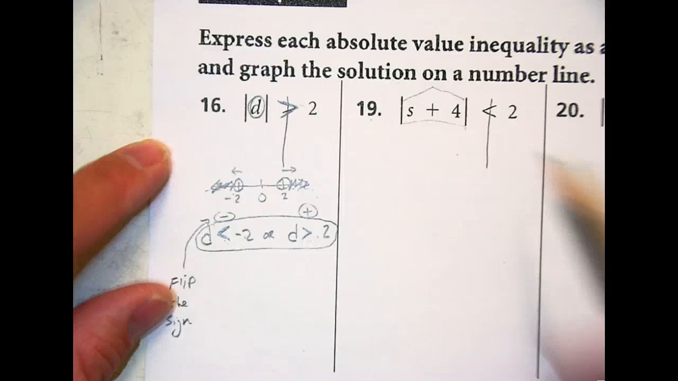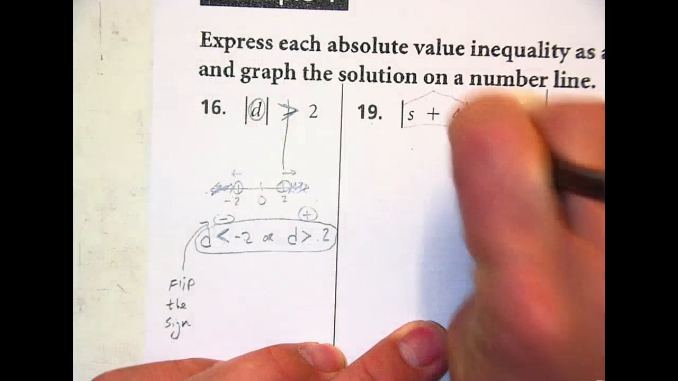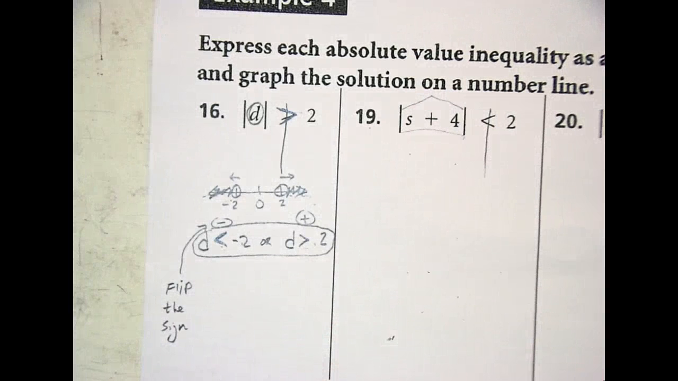The other way, well, actually, let's look at number 19 first. We've already got the absolute value alone. I want you to set up your cases there. Number 19.